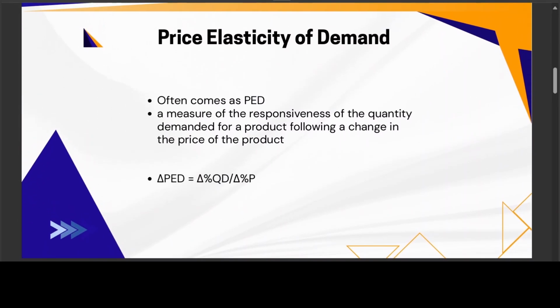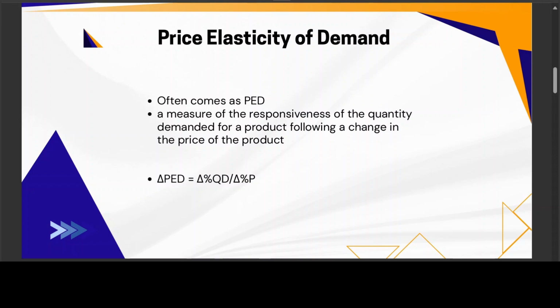Okay, now we came to the point about price elasticity of demand. It is often referred to as PED. It is just an abbreviation for price elasticity of demand. And its definition is a measure of the responsiveness of the quantity demanded for a product following a change in price of the product. So it measures how responsive the demand is to the price changes.